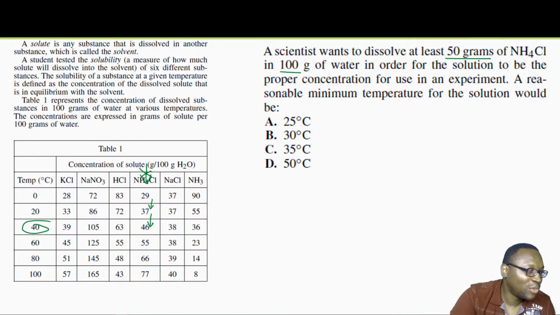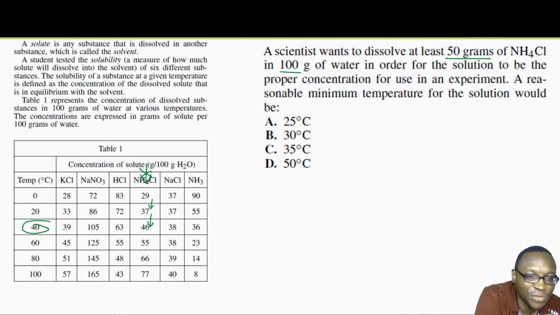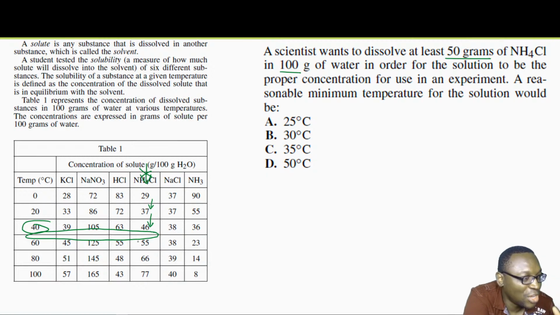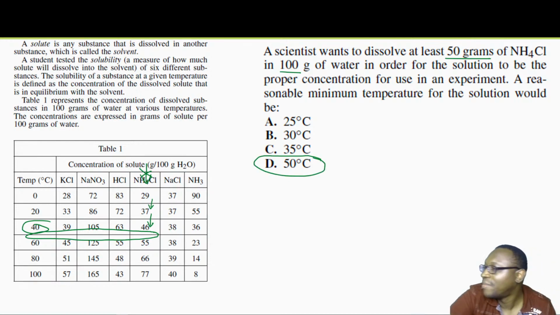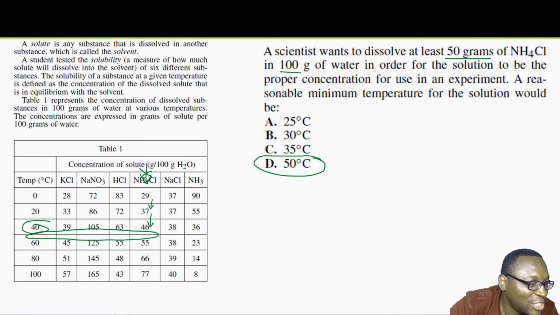So now when we look at it, we see 50 grams of NH4Cl. When I look at NH4Cl, as the temperature is increasing, the concentration is also increasing. So that means my 50 is going to be somewhere around here. It's going to be after 40, but before 60. So the best answer for that is going to be D. Pay attention to those little details and techniques, they're going to be helpful to you.